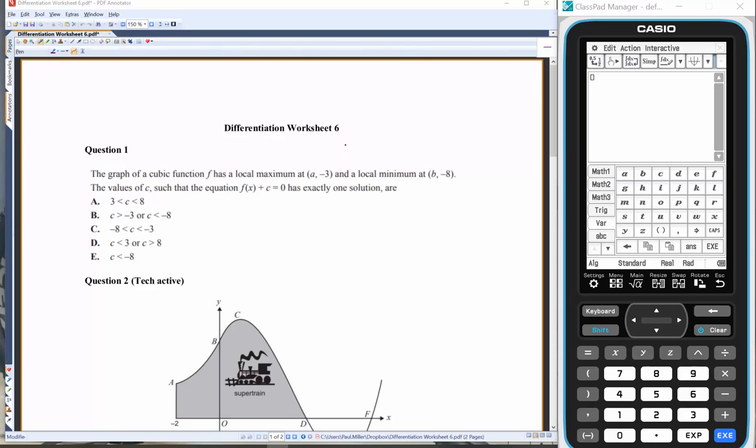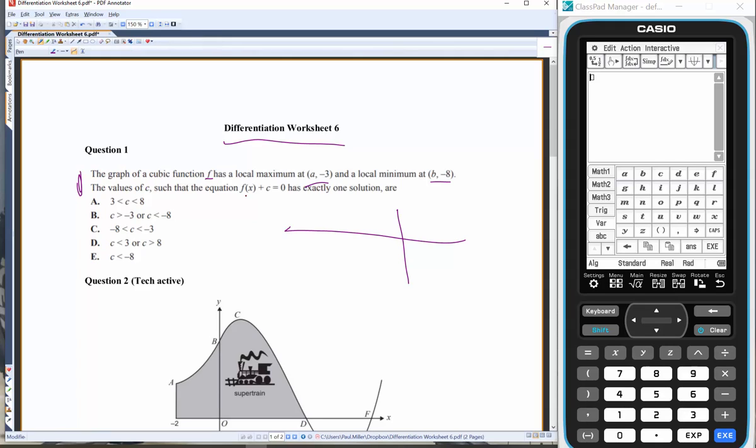All right, let's hit this pretty tough worksheet here. Okay, so let's look at question 1, and it's a very similar problem to the first question in worksheet 5. Graph of a cubic function f, so we don't know what the function actually is, but it has a local maximum there, local min there.